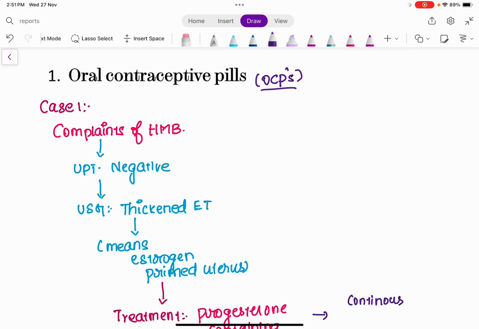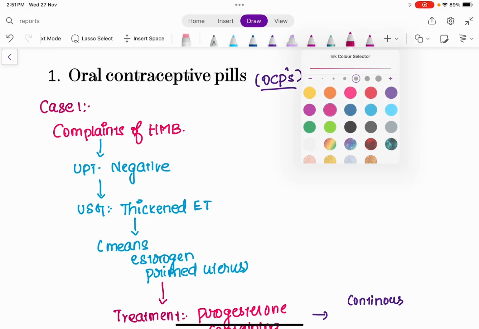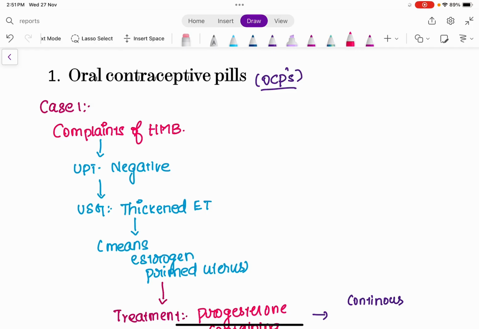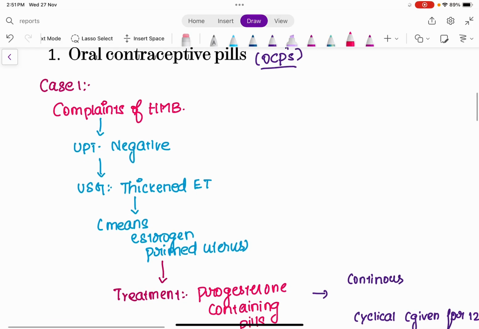Clear? The oral contraceptive pills. And now I'm going to make this session very interesting. We are going to discuss this as a case. Case one: a reproductive age group female came to me with complaints of heavy menstrual bleeding per vagina.